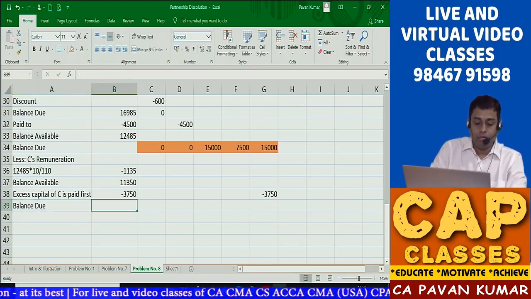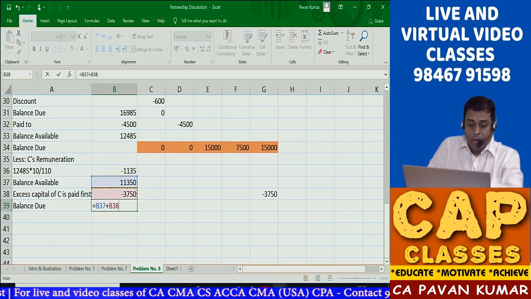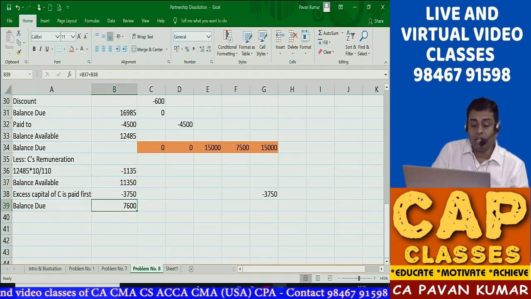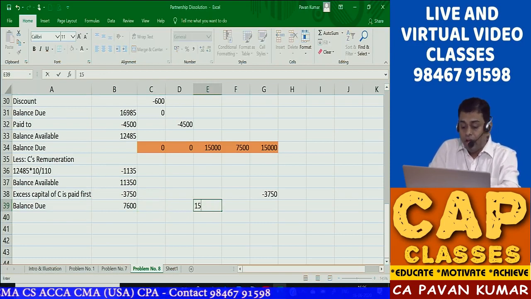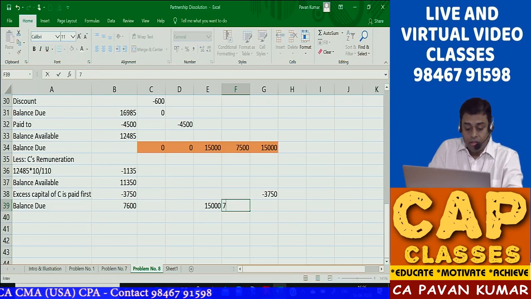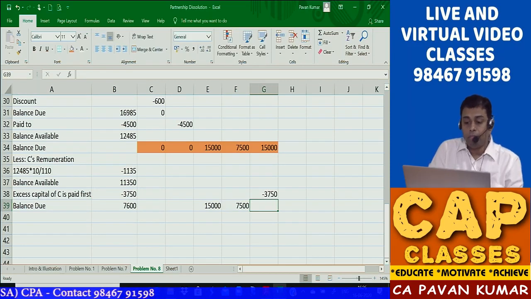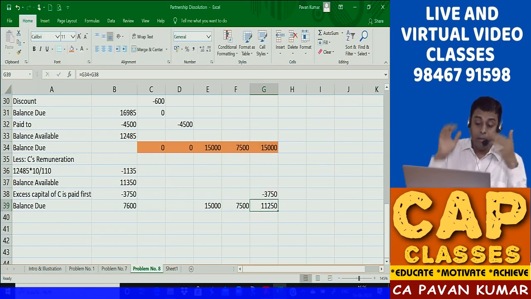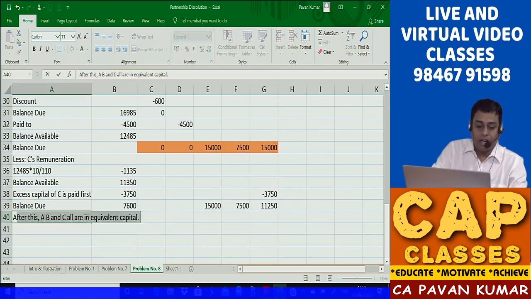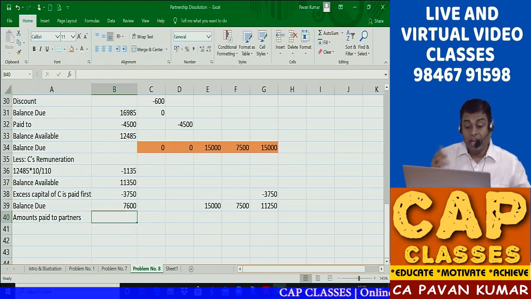Then balance due. So what is the balance you have? 7,600 rupees you have, and his capital 15,000 you have, his capital 7,500 you have, but out of 15,000 you repaid 3,750 to him, so his capital is only 11,250. Now again amounts paid to partners.